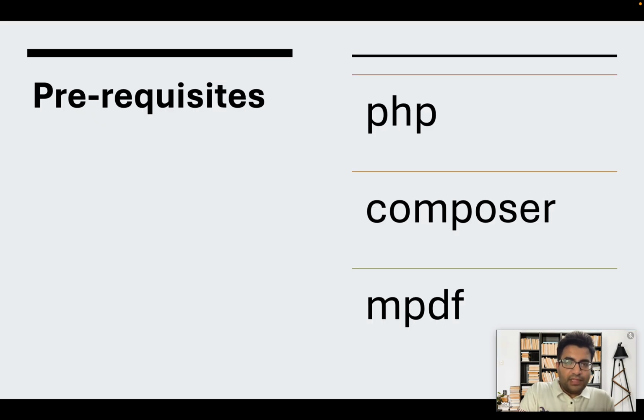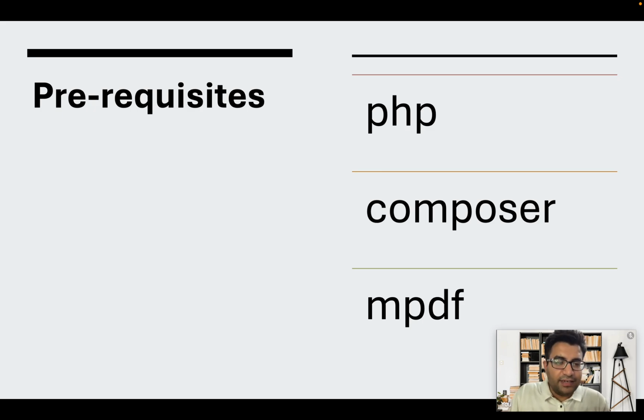So let me tell you about the prerequisites first of all. We need just three things. One is PHP, another one is Composer, which is nothing but the dependency manager. Like you have Node package manager, like you have NuGet in .NET, in PHP we have Composer. And the third one is the library, which is mpdf. We will install mpdf on our system, and then we'll make use of mpdf to generate PDF from the HTML.